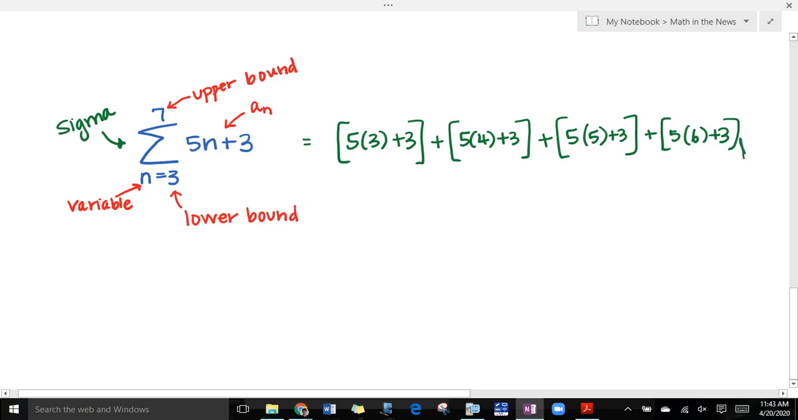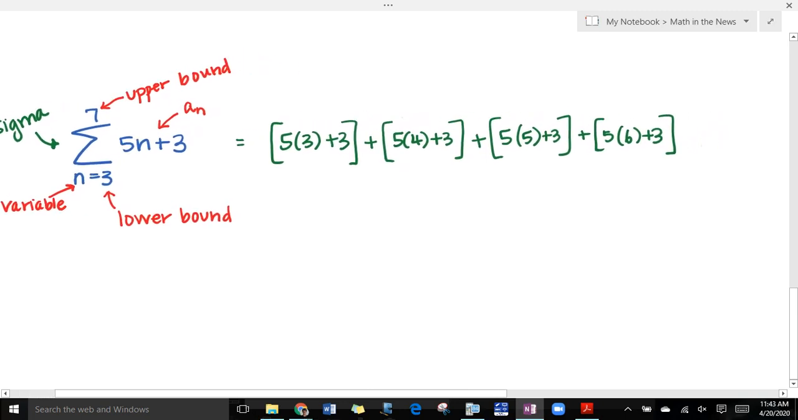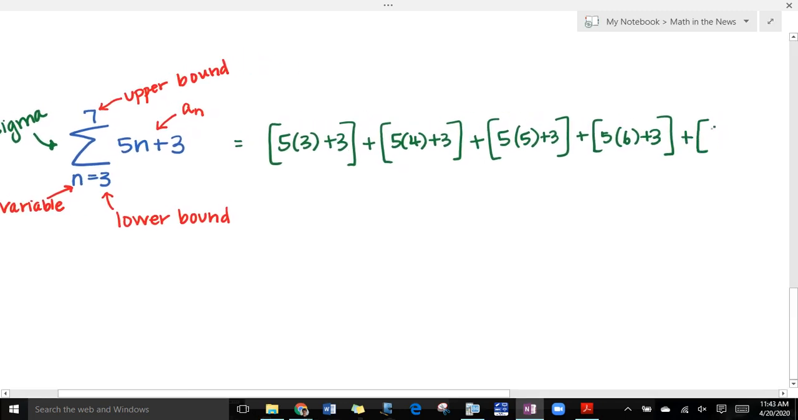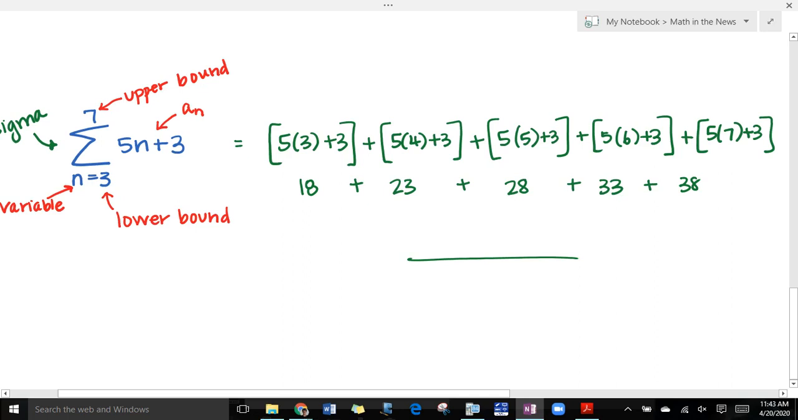Ooh, that was ugly. We've got to switch that up a little bit. And then lastly, and I know it's last because it's that top number, I'll plug in the number 7. So 5 times 7 plus 3. That's what this expression represents for us. I've given the expression a_n, and I know the first number to plug in for n, and then the last number to plug in for n. And then we'd actually have to go back and find these values and add them up. So it's 15 plus 3, 18, plus 20 plus 3 is 23, and then 28, and then 33, and then 38, and then add those together to get one final sum. So that is your sigma notation.